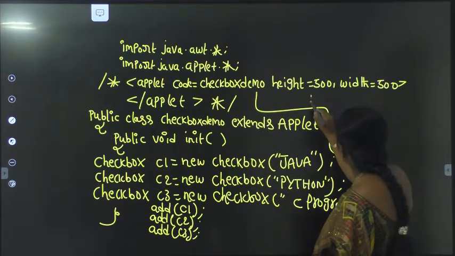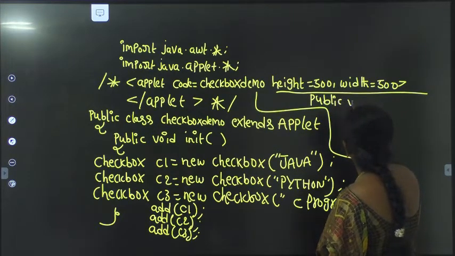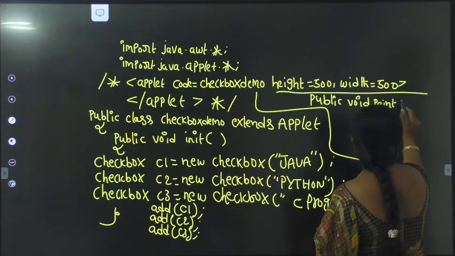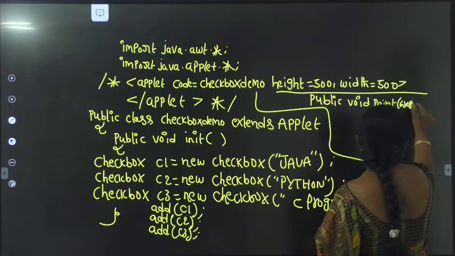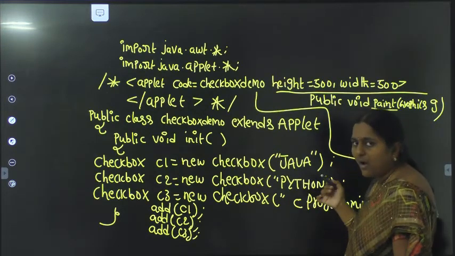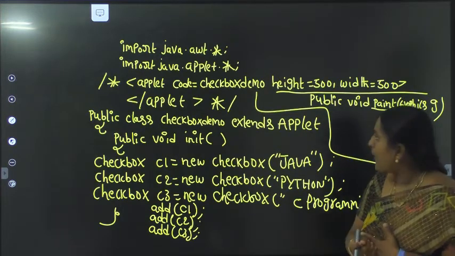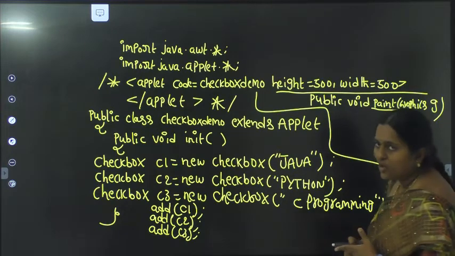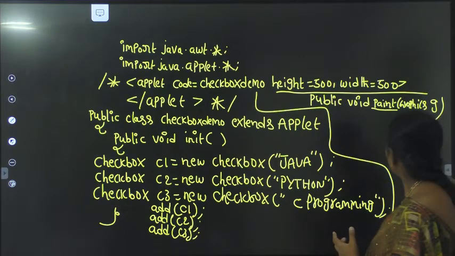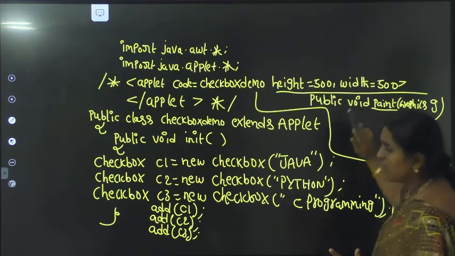So what is the syntax of writing the paint method? Public void paint(Graphics g). Paint is a method. It is not part of the applet lifecycle, but it plays a very important role in our applet. Here Graphics is a class, and an object of that class is passed as an argument to the paint method.